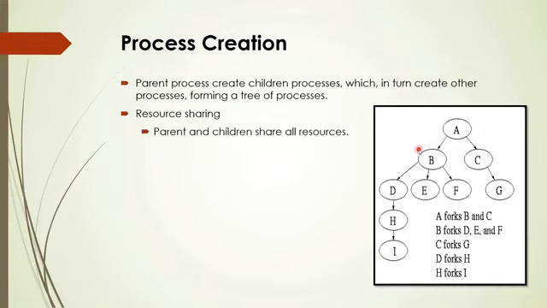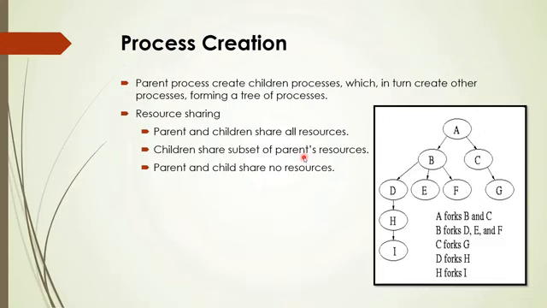So there are three possibilities. In the first possibility, parent and child share all the resources. In the second case, child share subset of parents resources, that is, the child will not share all the resources of the parent, it will share only some of the resources. And in the third case, parent and child share no resources. So first case, all resources are shared between child and parent. Second case, only some of the resources are shared by the child from the parent. And in the third case, nothing is shared between the child and the parent. So these are the three possibilities of resource sharing.